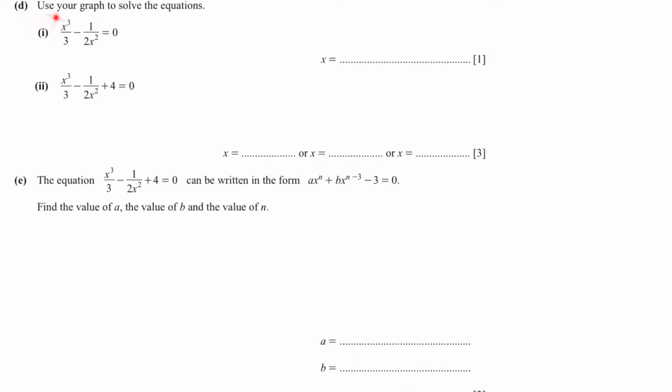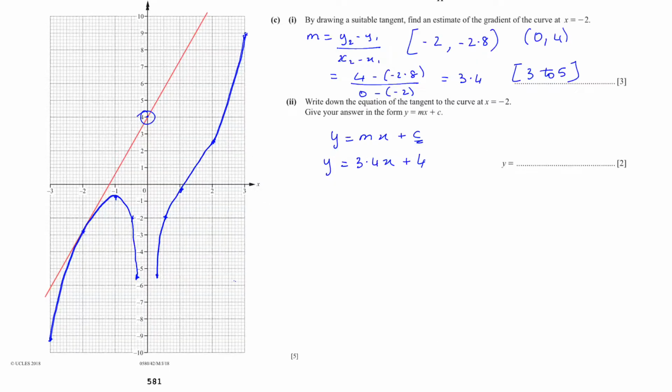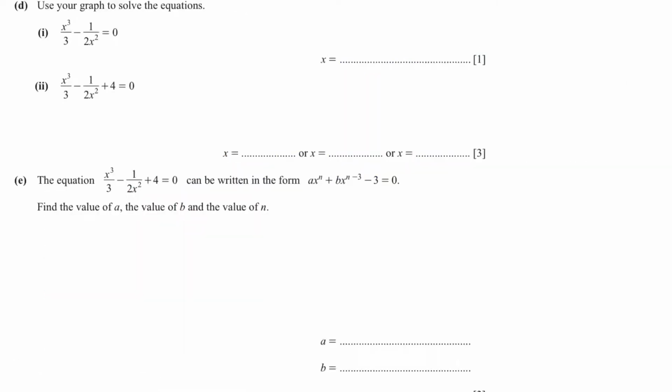In part D, use your graph to solve the equation x cubed over 3 minus 1 over 2 x squared is equal to 0. The number after the equals sign is your y value. So when y is equal to 0, that is on your x-axis. The place where it cuts the x-axis is here. Your answer could be anything between 1.05 and 1.25 and it will be accepted.